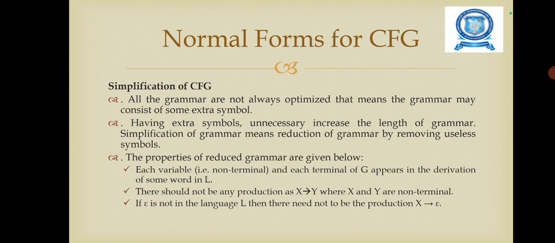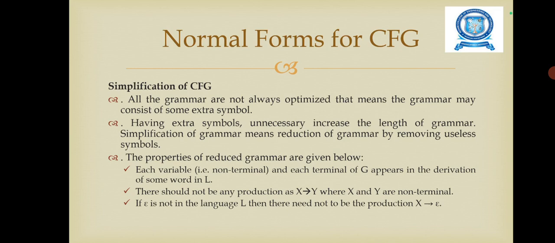Various languages can effectively be represented by a context-free grammar. That means all the grammars are not always optimized. The grammar may consist of some extra symbols, that is non-terminals. Here the extra symbols unnecessarily increase the length of the grammar. Simplification of grammar means reduction of grammar by removing the useless symbols.